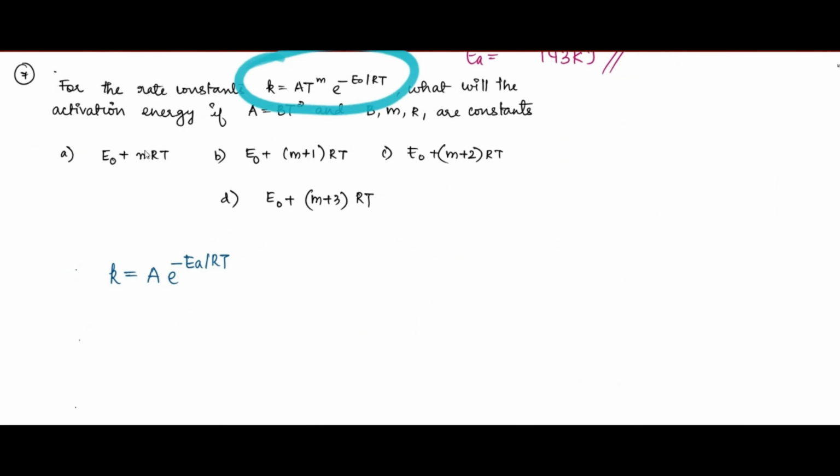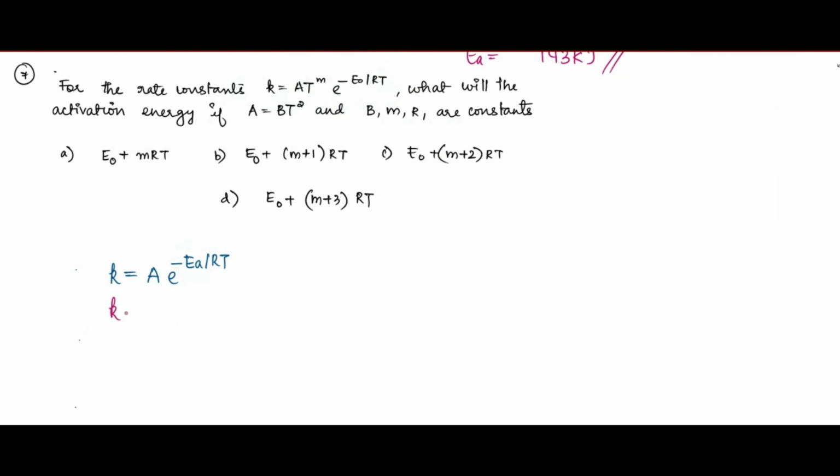Some other relation of rate constant which depends on temperature. Here also there is temperature. What would be the activation energy? Activation energy is always EA. Okay. What would be the activation energy if A is equal to BT square and B, M, R etc. are constants? Okay. So let me say. Did you understand the question? They have given a rate constant not in terms of the Arrhenius equation but some other equation. Okay. So what is the equation that they have given?